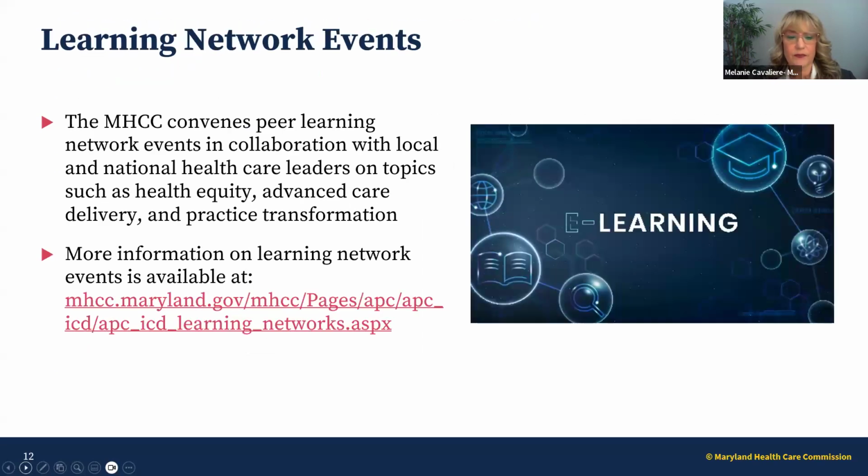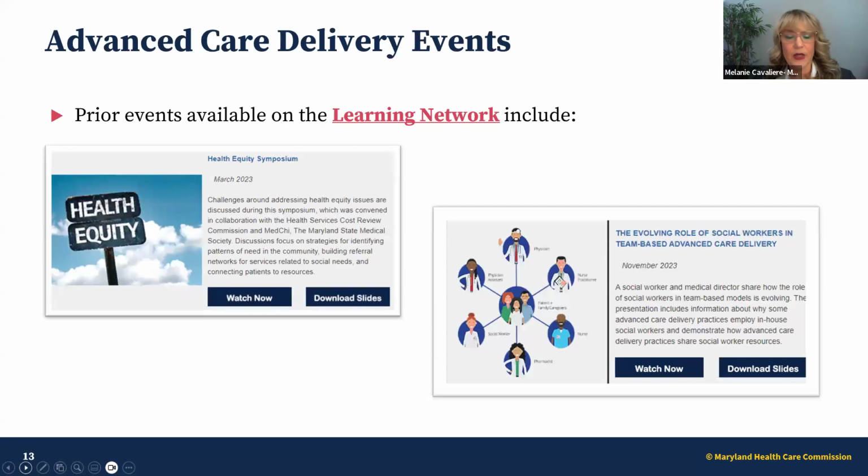So the MHCC convenes peer learning network events like this one in collaboration with local and national healthcare leaders on topics such as health equity, advanced care delivery, and practice transformation. More information on learning network events is available on our website at the link on this slide. Two recent events include the Health Equity Symposium I mentioned earlier, and the evolving role of social workers in team-based advanced care delivery.